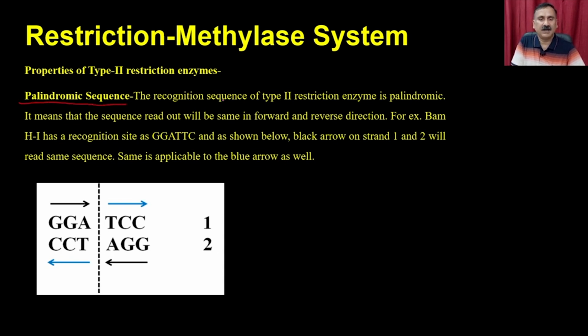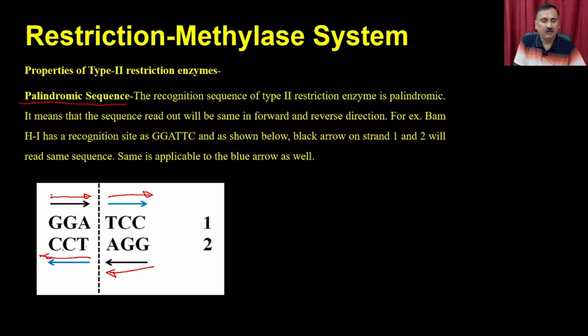Palindromic sequences are sequences which read the same whether you read from the forward direction to the reverse direction or from the reverse direction to the forward direction. For example, you have a sequence GGATCC. If you read from this side, it will say GGA. Similarly, if you read this from the reverse orientation, it will say GGA. This means these two are palindromic to each other. Similarly, you can read from this side to this side, it will say TCC. If you read from this side to this side, it will say TCC.